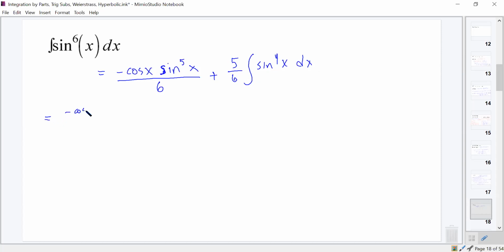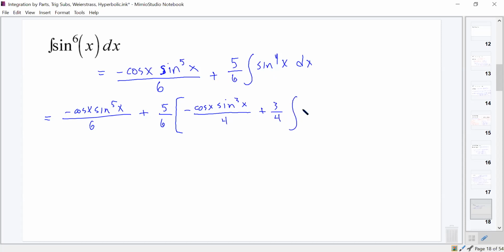Which should then become negative cosine x sine to the 5th x over 6 plus 5/6 times, and then now we're going to do the same thing with the sine to the 4th integral. So that should become negative cosine x sine cubed x over 4 plus 3/4 the integral of sine squared x. Good or no?